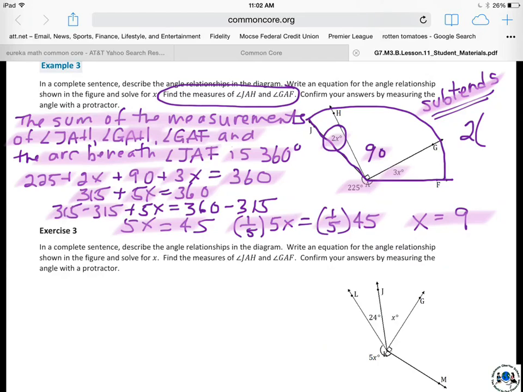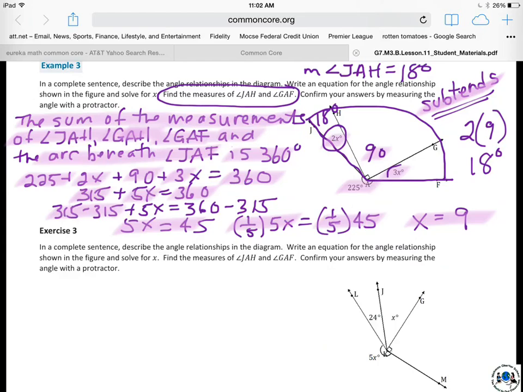So if we do 2, substitute our x, so that's going to be 18 degrees. Okay, 18 degrees. So we're going to write this as a complete answer here. I'll put the measurement of angle JAH equals 18 degrees.